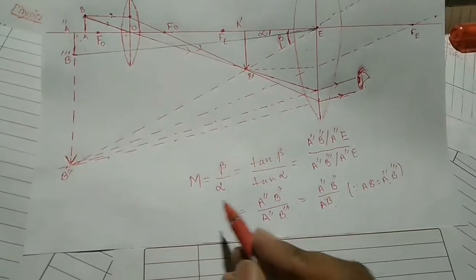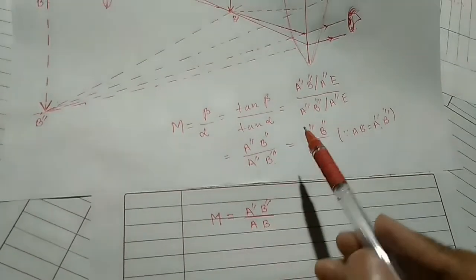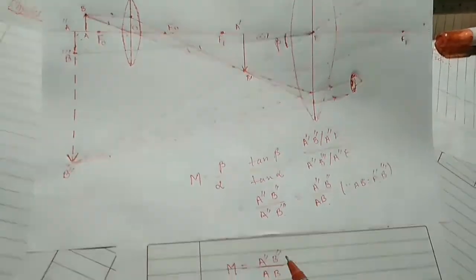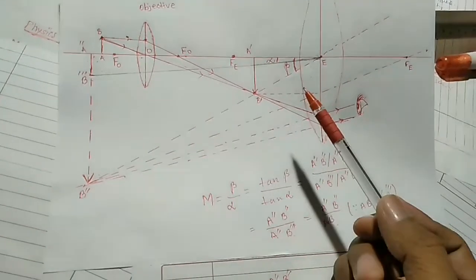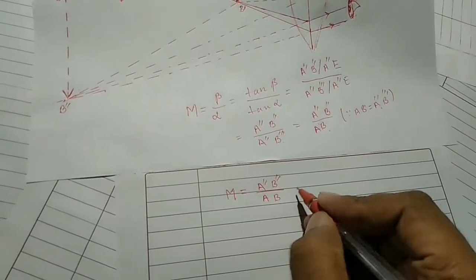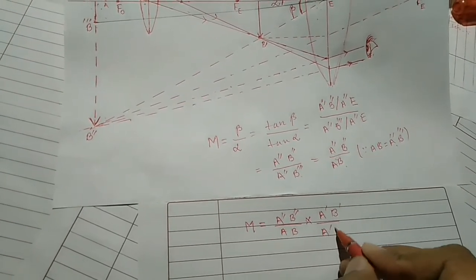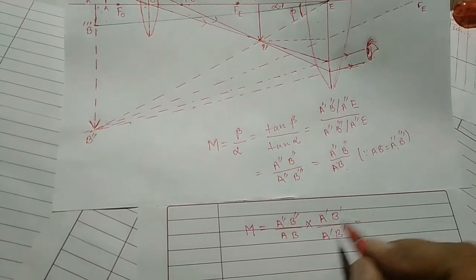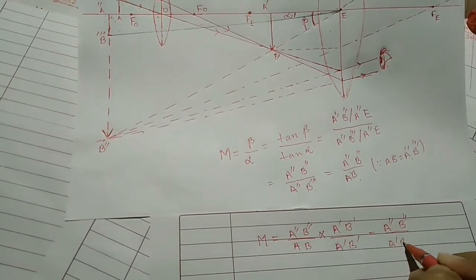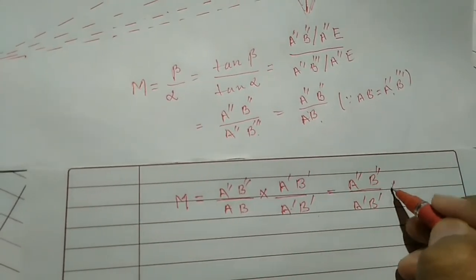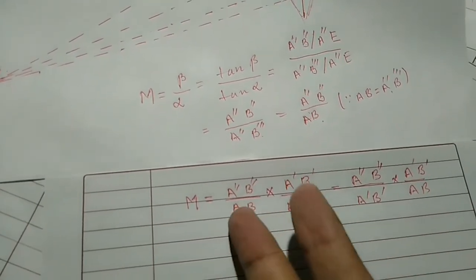Now after this, I'm just writing here, see this, this is just A double dash B double dash upon AB as it is here. So what is A double dash B double dash? It's just the image. And what is AB? The object. But this is object for this lens and this is image for this lens. No relation between them. So I'm just substituting one more factor. See here, I'm substituting here A dash B dash. To balance this, I'm dividing with A dash B dash also. What will this be now? I'm just separating this here. A double dash B double dash upon A dash B dash. So now the remaining part is A dash B dash upon AB. I have just exchanged these places.